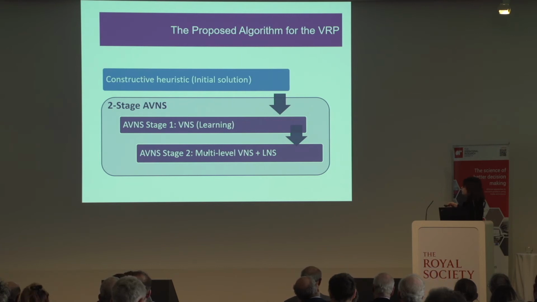In the second stage, multi-level VNS. So here I will make use of the information recorded in the first stage. In here, I will select a set of local search operators, successful local search operators, to make the search more efficient. Also, I incorporate the large neighborhood search method here to provide diversification of my solution.